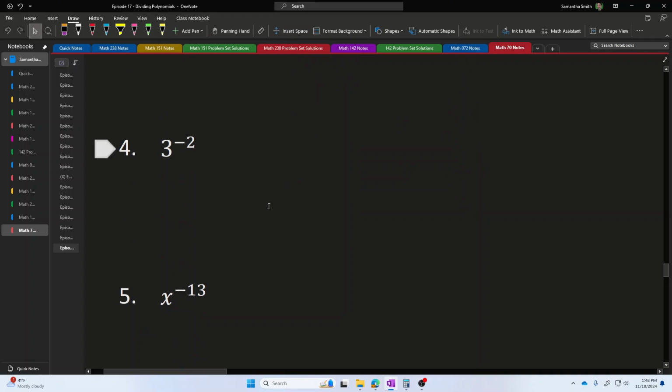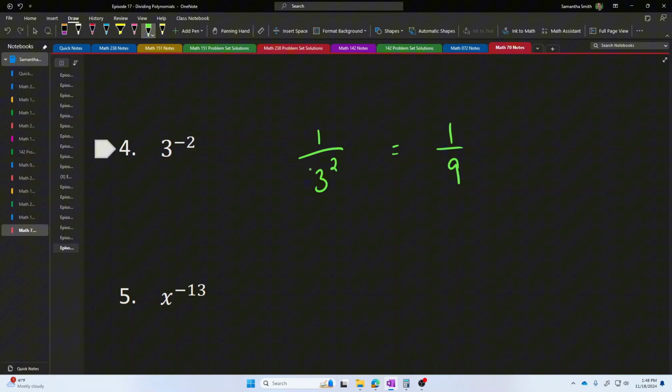Someone says, simplify 3 to the power negative 2. So here I have that negative exponent. So instead of multiplying two copies of 3 together, I'm going to essentially divide by two copies of 3, 1 over 3 squared, the reciprocal of 3 squared. And 3 squared being equal to 9 means that 3 to the power minus 2 is the same thing as 1 over 9.